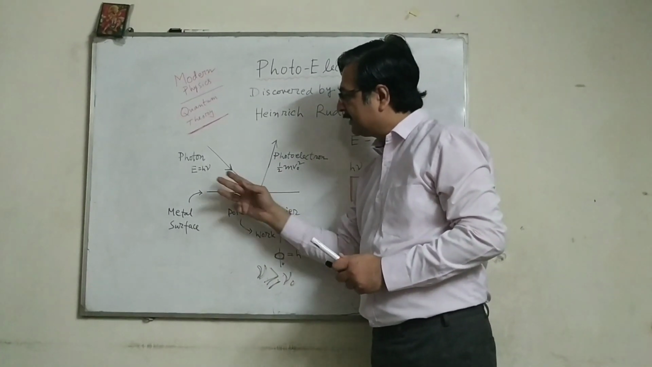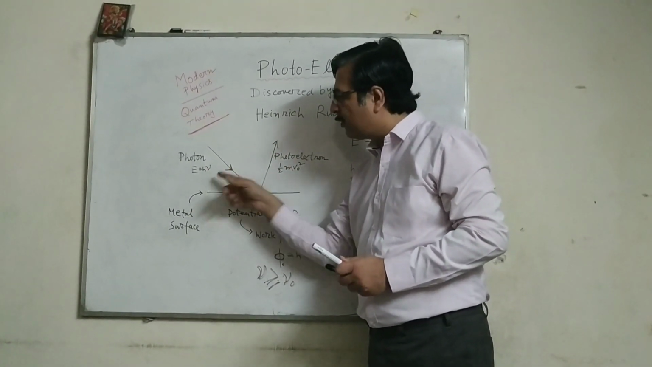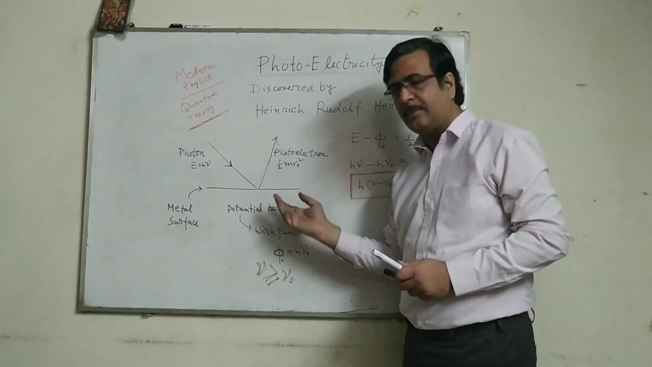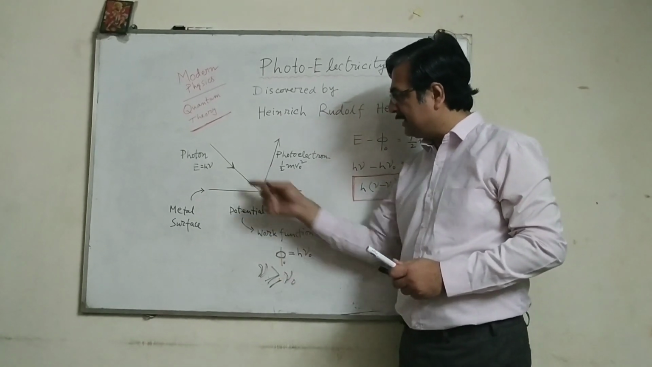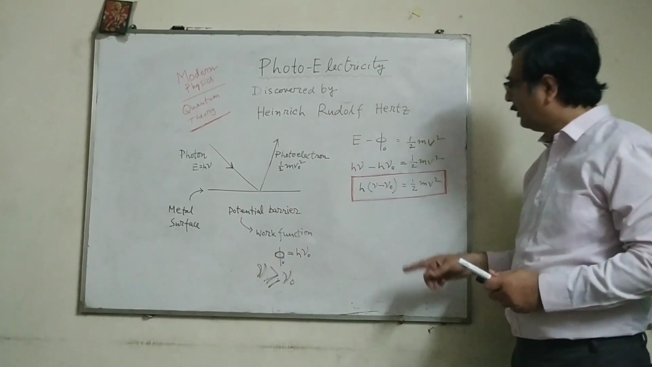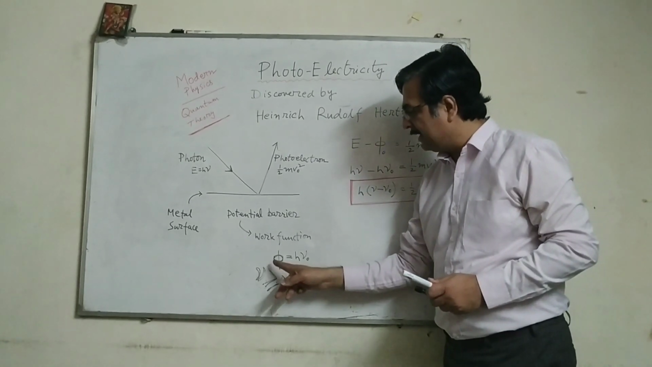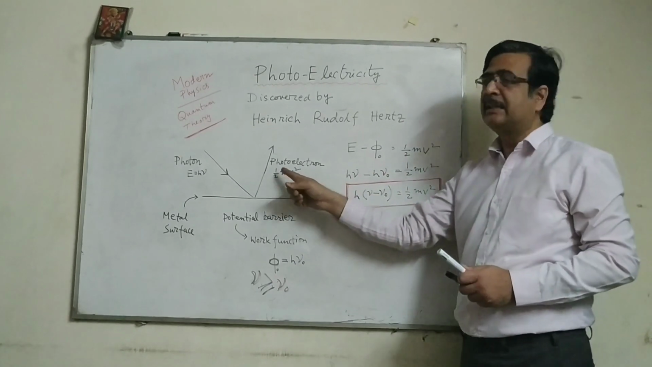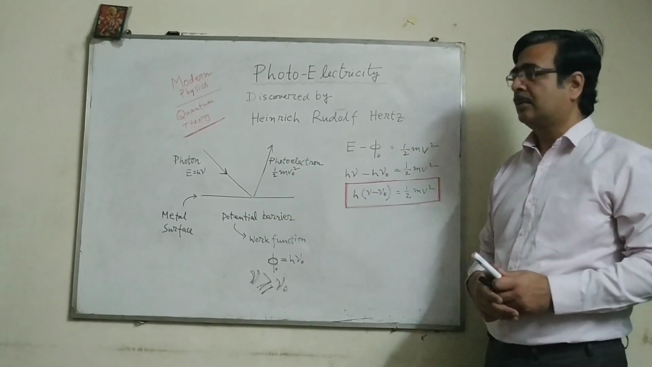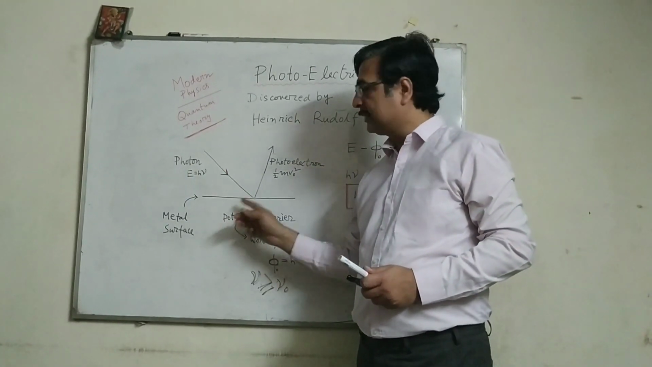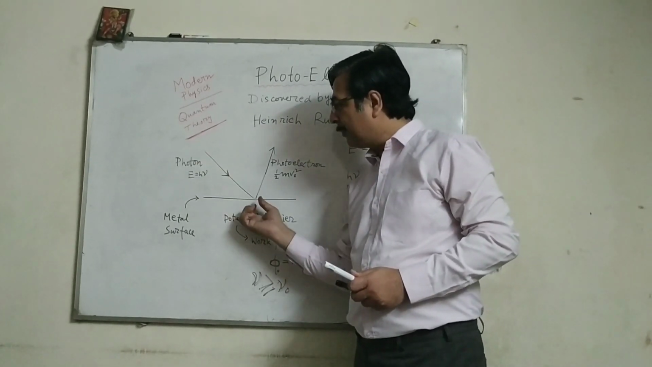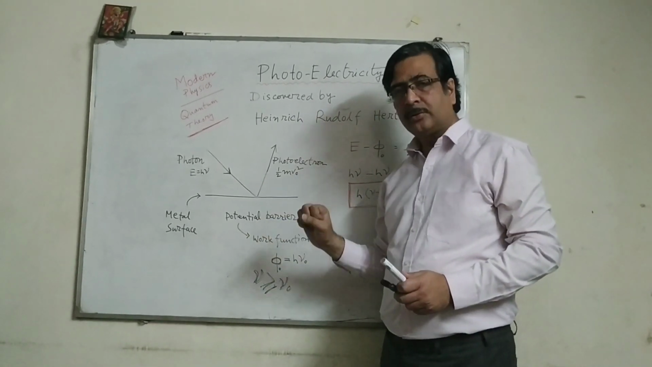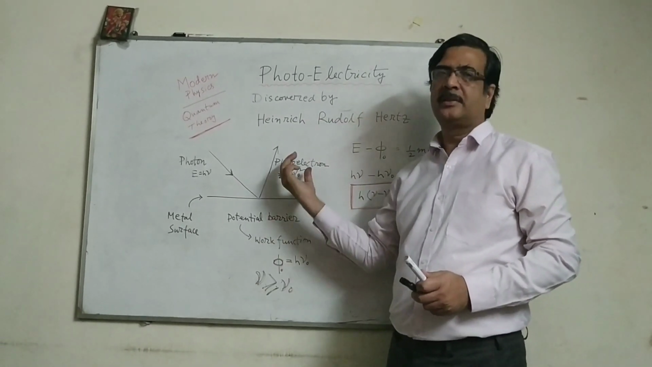But what is the difference? The original energy is equal to h nu. This much energy, phi naught, is needed to overcome the potential barrier. So the difference of energy, E minus phi naught, is equal to the kinetic energy of the photoelectrons. Remember, these are the photons and these are the electrons. Photons are coming, they are supplying the energy to the electrons, and then electrons are released.